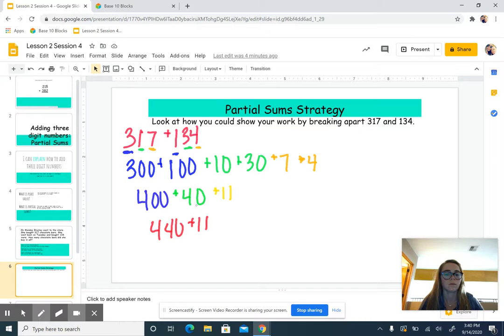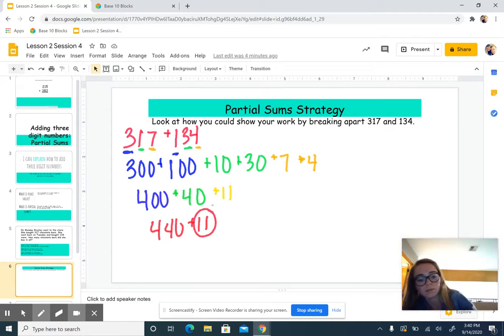Oh, I see that there's an 11. How can I add 440 plus 11? Well, one way that I can do it is I can regroup, or I can break it apart. Regrouping just means to put together or break apart ones, tens, and hundreds.